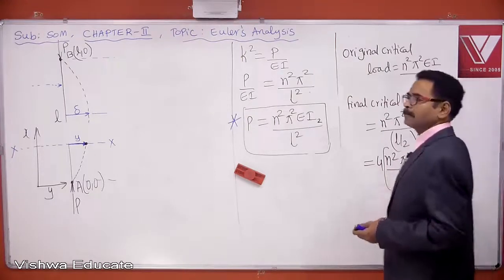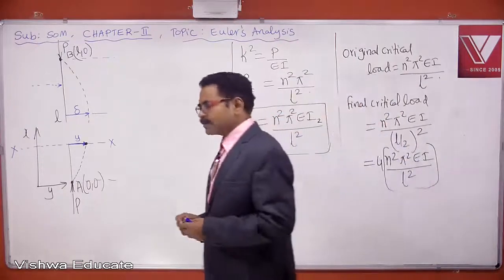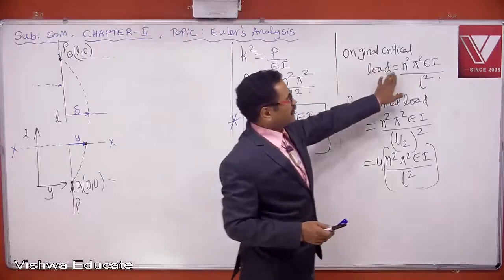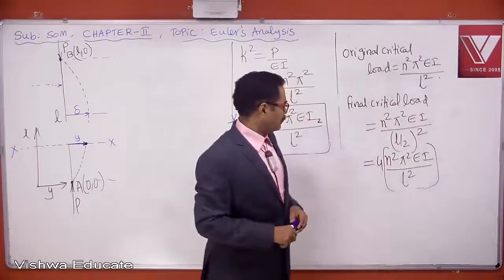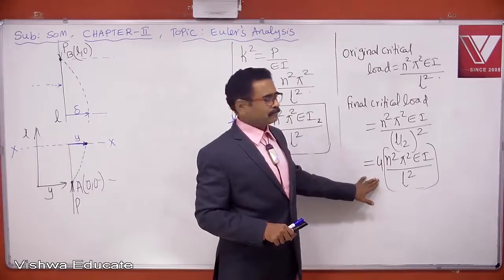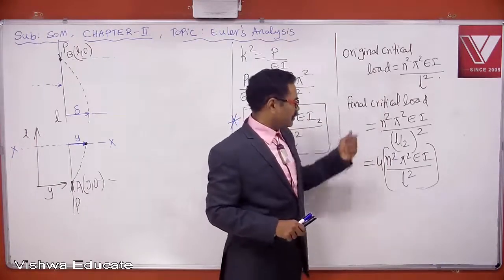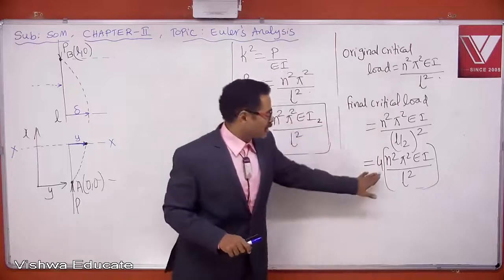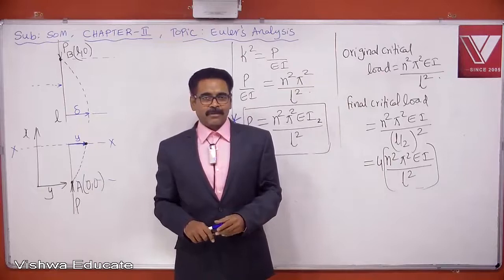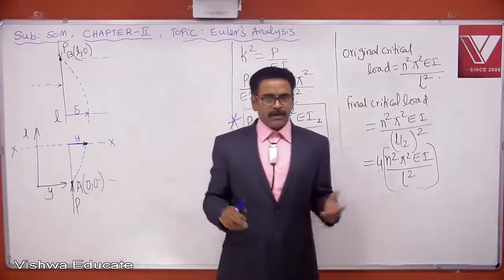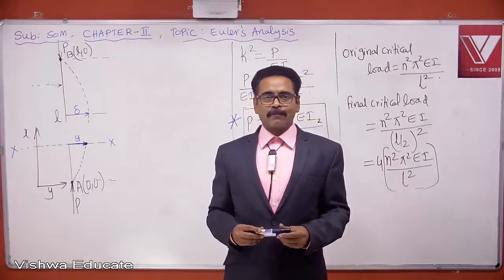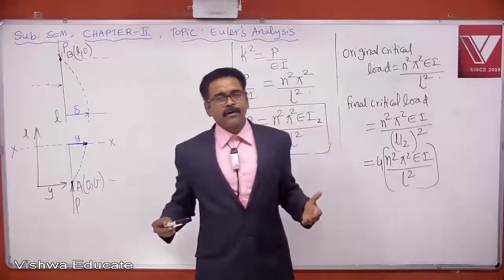This much you get. If you compare these two loads, this is original critical load. N square pi square EI by L square is original critical load. This is critical load of column when length is decreased to half. So if you compare these two, what is your understanding? This critical load is 4 times of original critical load. So the answer is, the critical load becomes 4 times of original critical load.